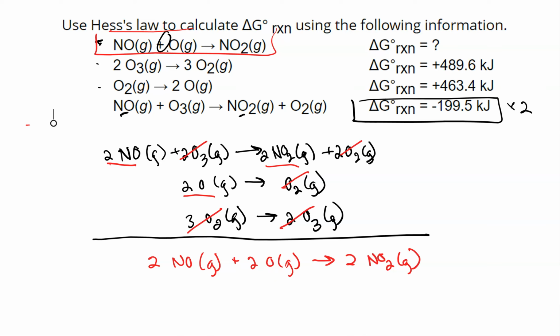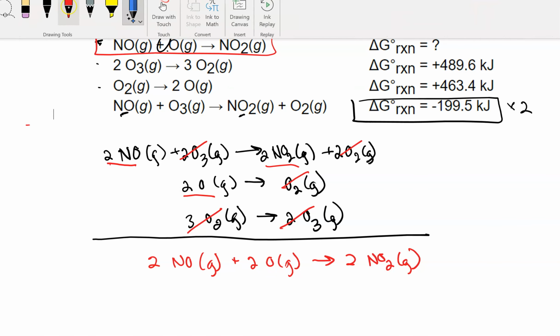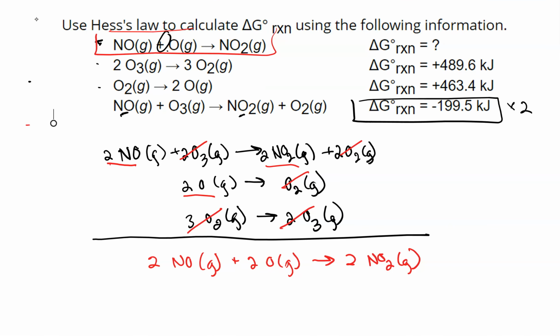Okay, so for our first half reaction, what we did is we drew it exactly in the order that it was originally drawn, from left to right. However, we multiplied everything by 2. So delta G for this half reaction, wow, that's all just disappearing. Let me see if I can fix that. I'm going to go back to standard drawing tools. So delta G for this first reaction is just going to be negative 199.5 kilojoules times 2, which is negative 399 kilojoules.